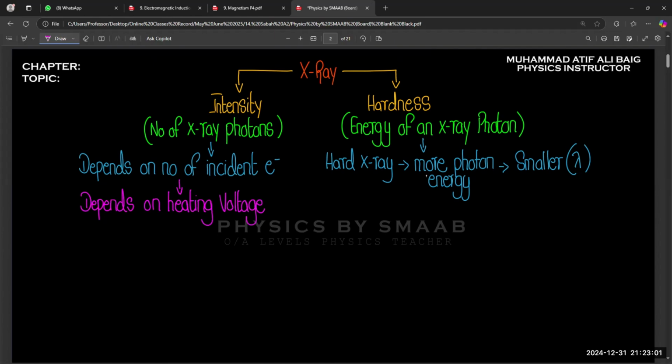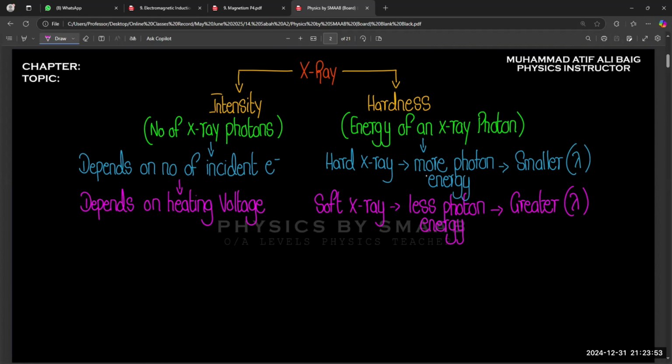And in the same way, if we compare hard X-ray with soft X-ray, in soft X-ray we have less photon energy and greater wavelength. Remember, intensity is the number of photons. Yes, the same thing we studied in the photoelectric effect.